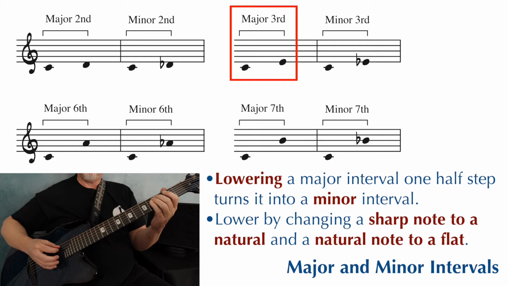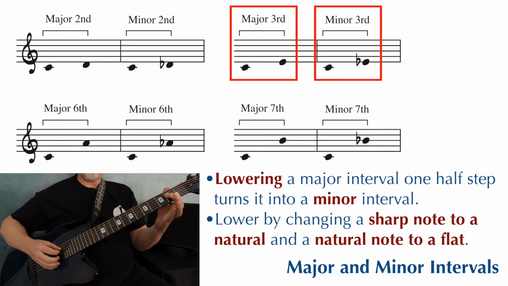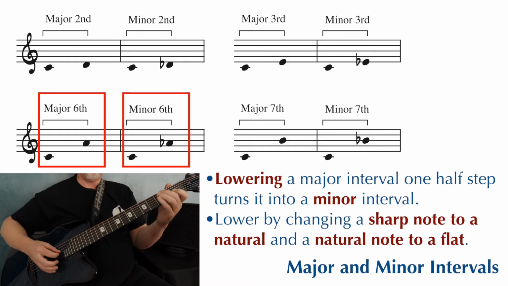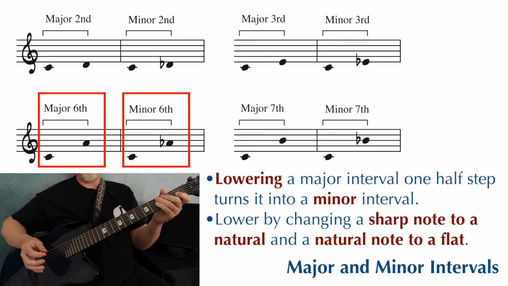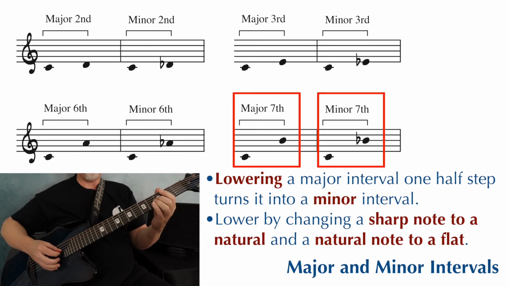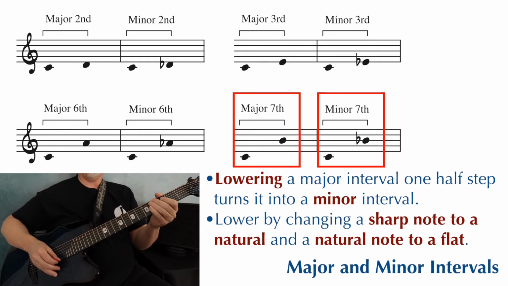C to E is a major third. For a minor third, we just lower that E by one fret or a half step to an E flat. So C to E flat is a minor third. C to A is a major sixth. If you lower that A to an A flat, C to A flat is a minor sixth. And then C to B is a major seventh. If you lower that B to a B flat, C to B flat is a minor seventh.